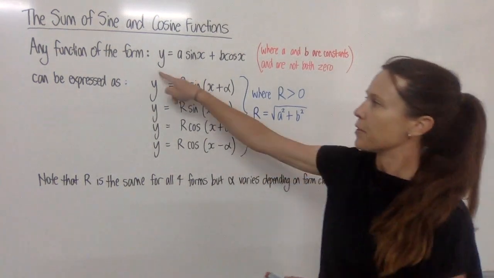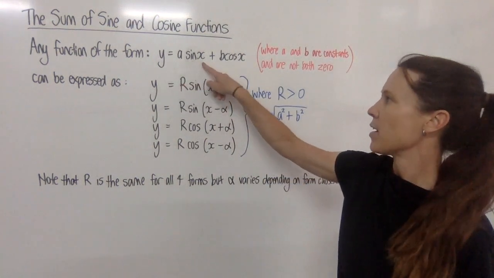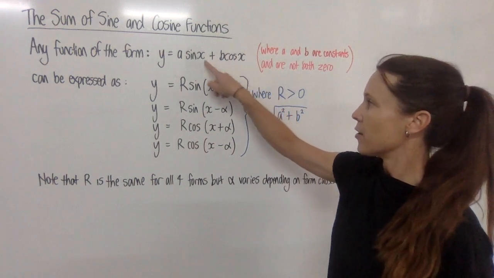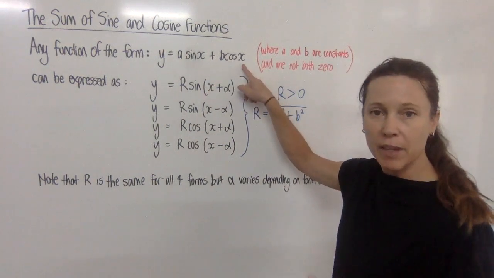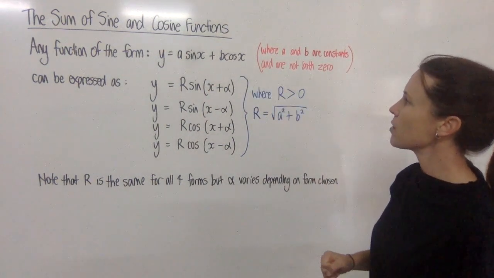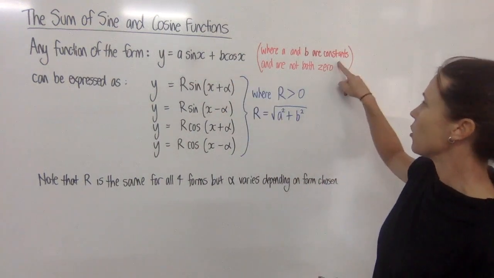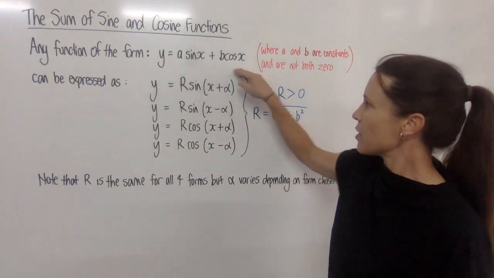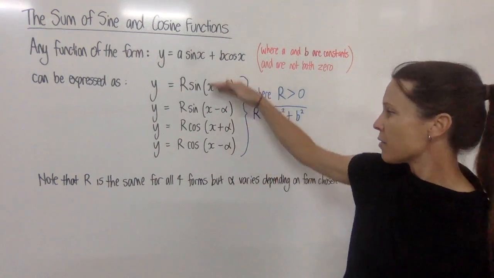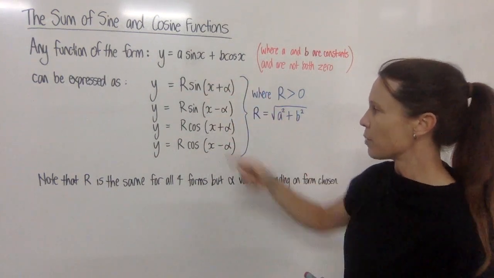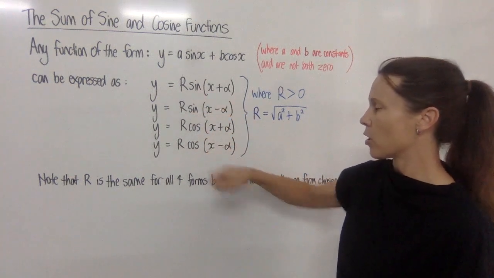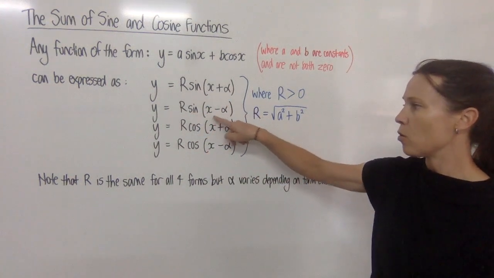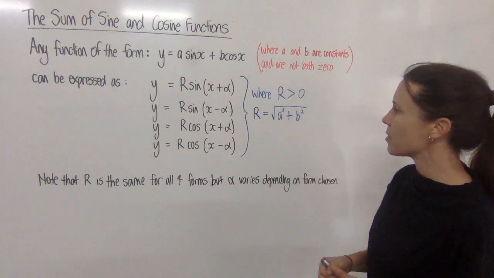Any function of this form, y equals a sine x plus b cos x, notice that the x's are the same angle for both trig functions, where a and b are constants and they can't both be 0. Any function of this form can be expressed in any of these 4 forms. So you can take your pick, use sine or use cos, and then you can choose the sum or the difference of your angles inside there.